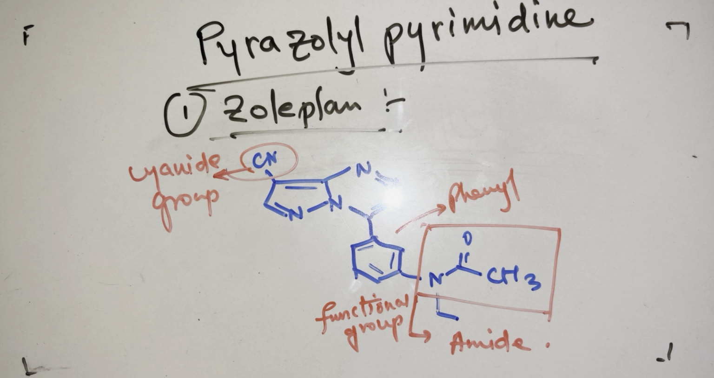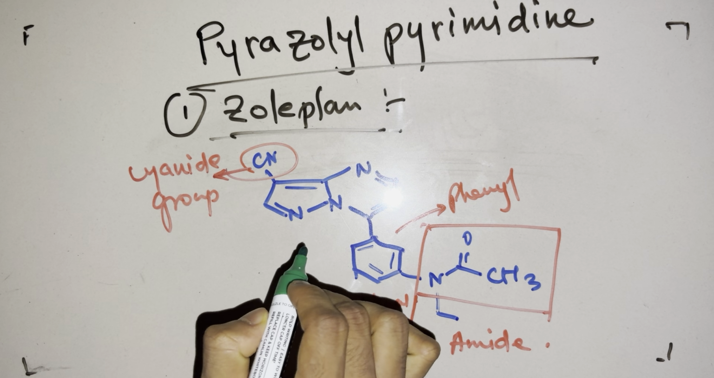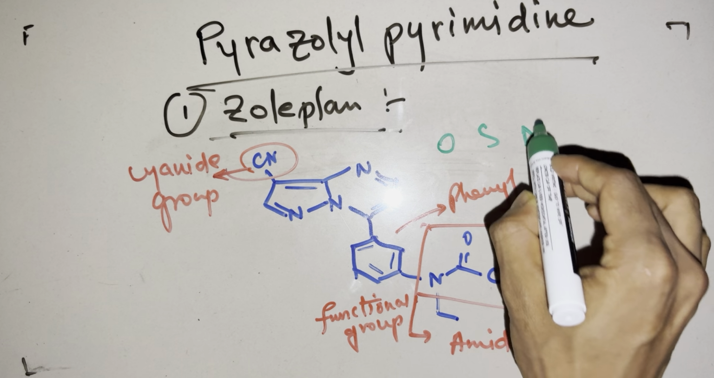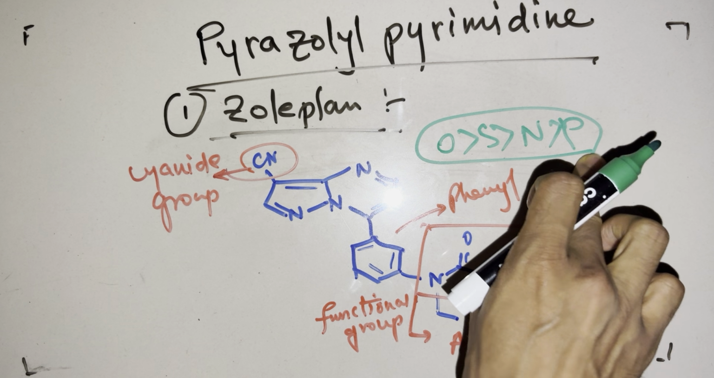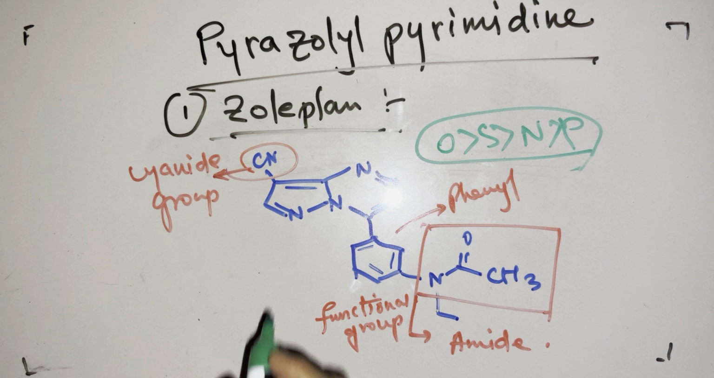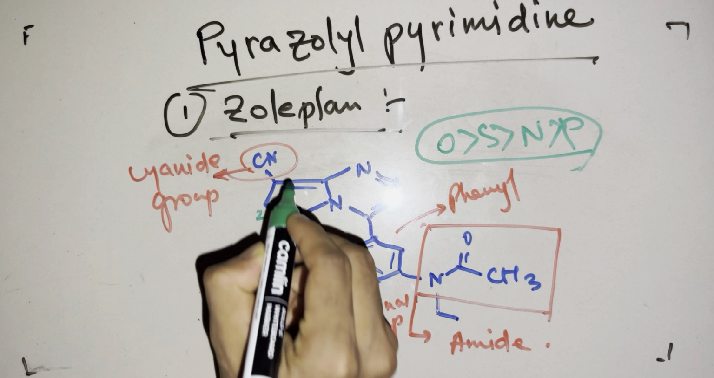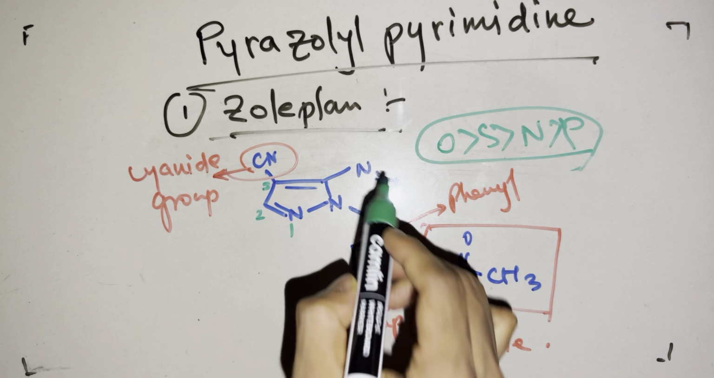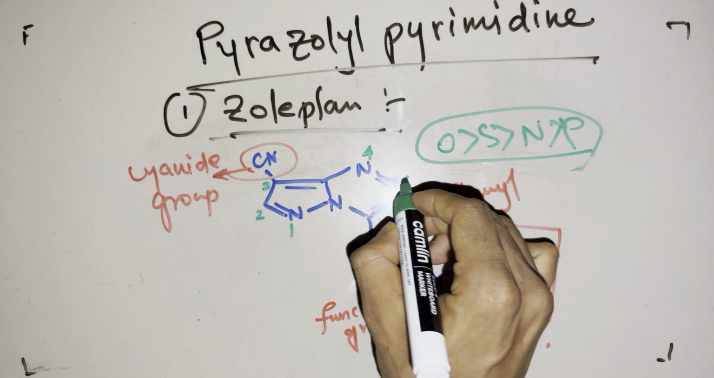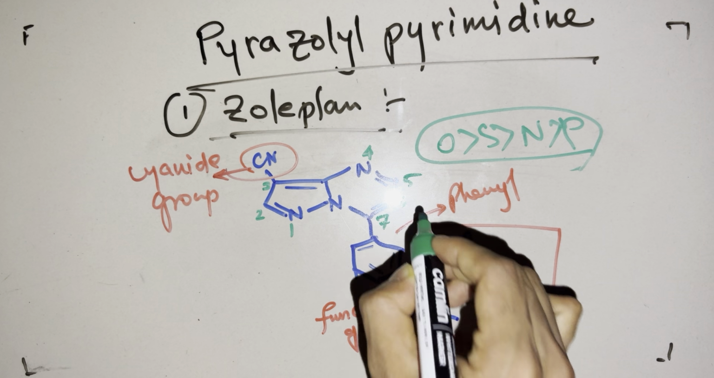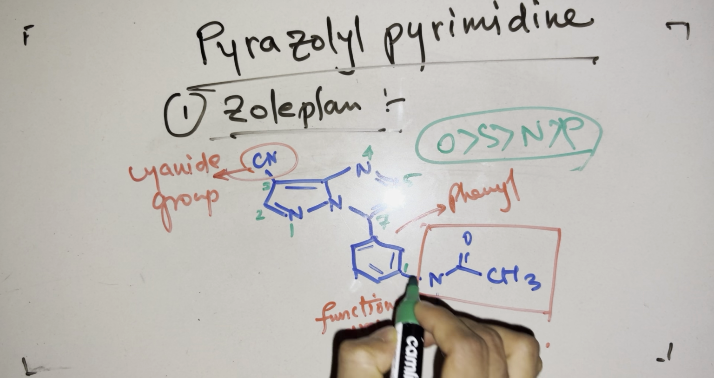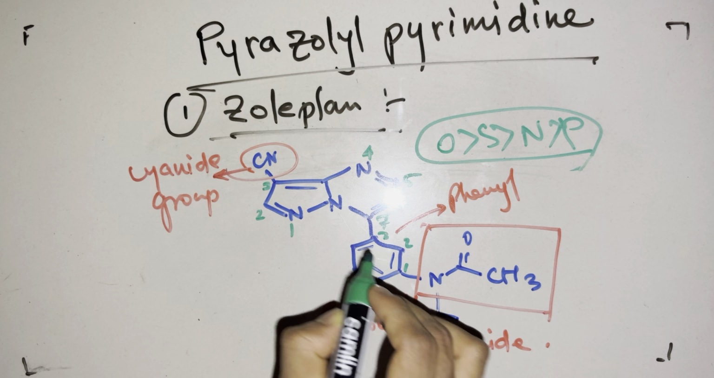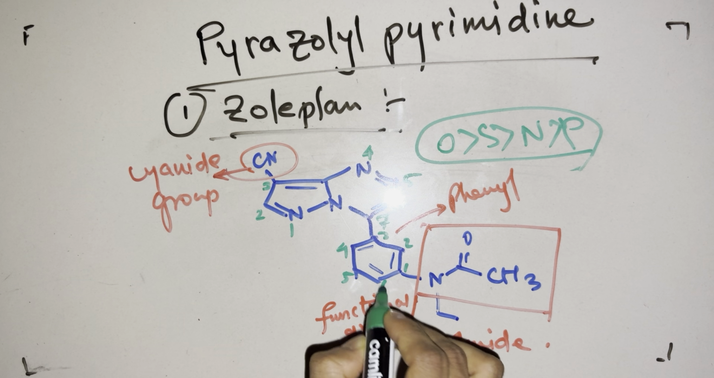Now see the IUPAC name. Before going to IUPAC name, first of all, we will see the naming. So naming will start according to OSNP. OSNP. First one O, then S, then N, then P. This is the priority for IUPAC naming. So let's start. 1, 2, 3, 4, 5, 6, 7. Next, start the phenyl numbering. 1, 2, 3, 4, 5, 6.